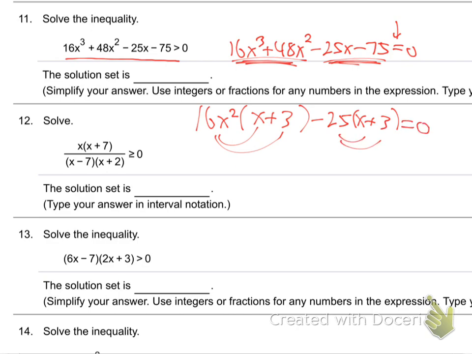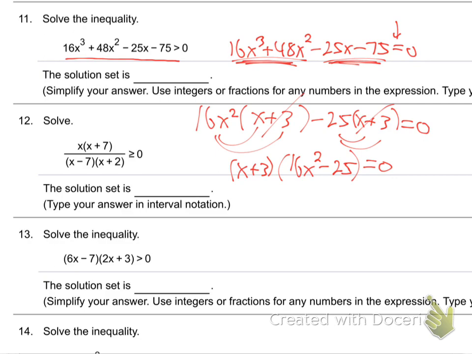What do you do when you have the same thing twice? Remove it. X plus 3. Remove it. Start a new set of parentheses. X squared minus 25. It's the hard factoring one. See that? It's been a long time since we factored. That was back in chapter 6. Those were some of the hard factors.